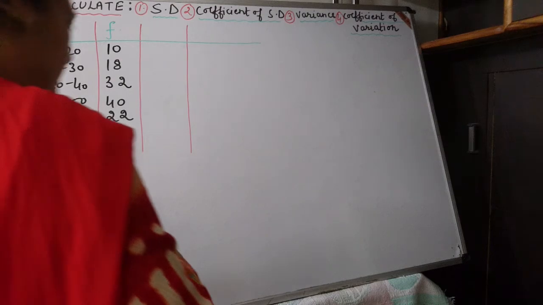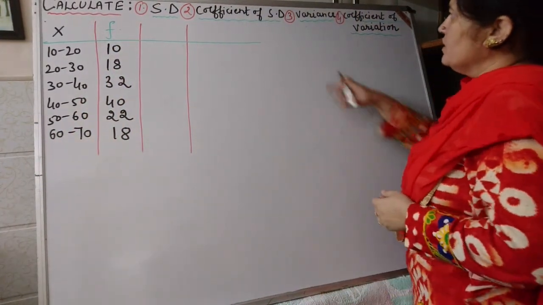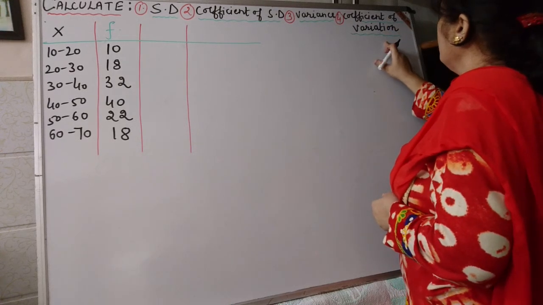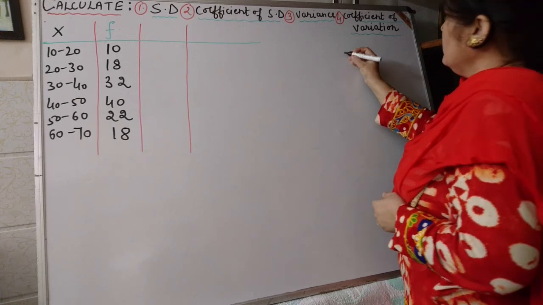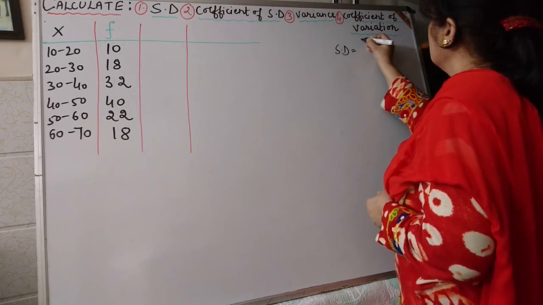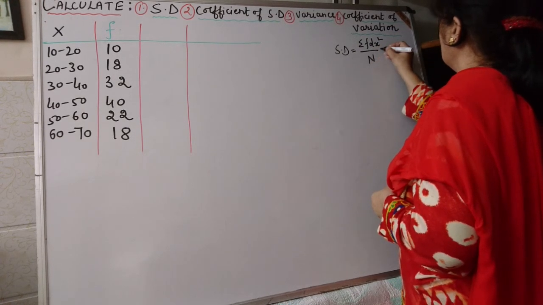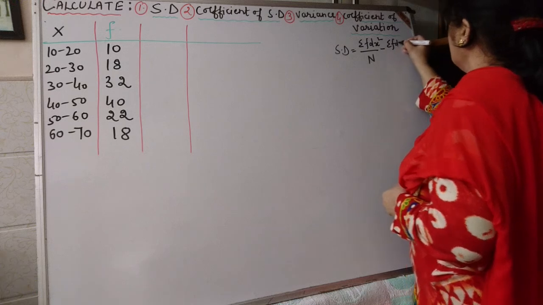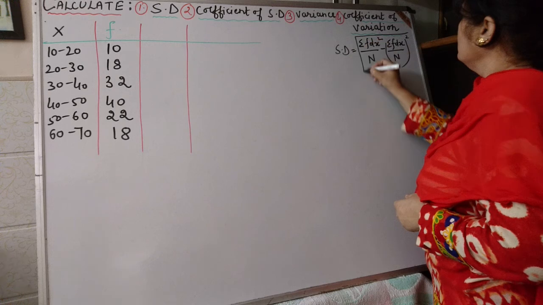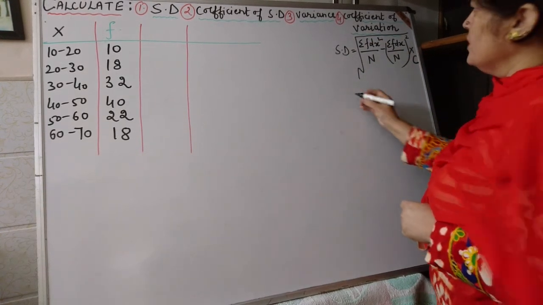First of all, let us write down all the formulae related to standard deviation, coefficient of standard deviation. We have already clear. Then variance and coefficient of variation. For the calculation, standard deviation is equal to square root of sigma f dx square divided by n minus sigma f dx divided by n whole square, multiplied by c, the common class interval.